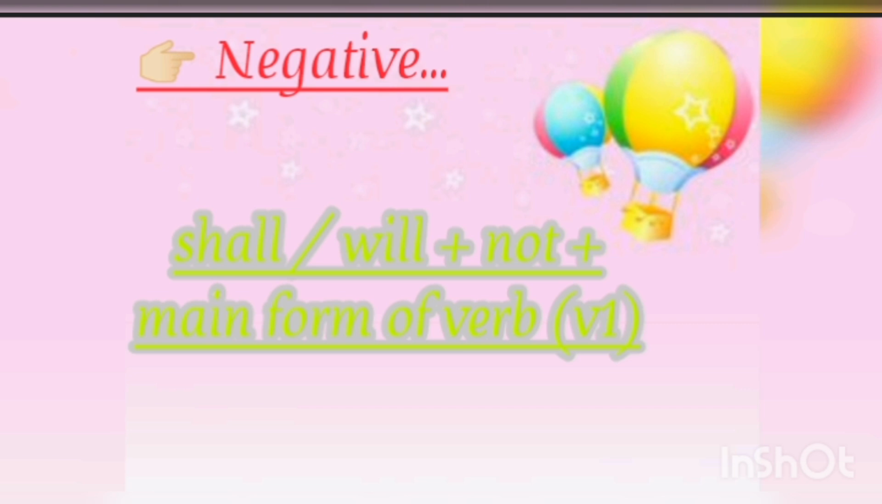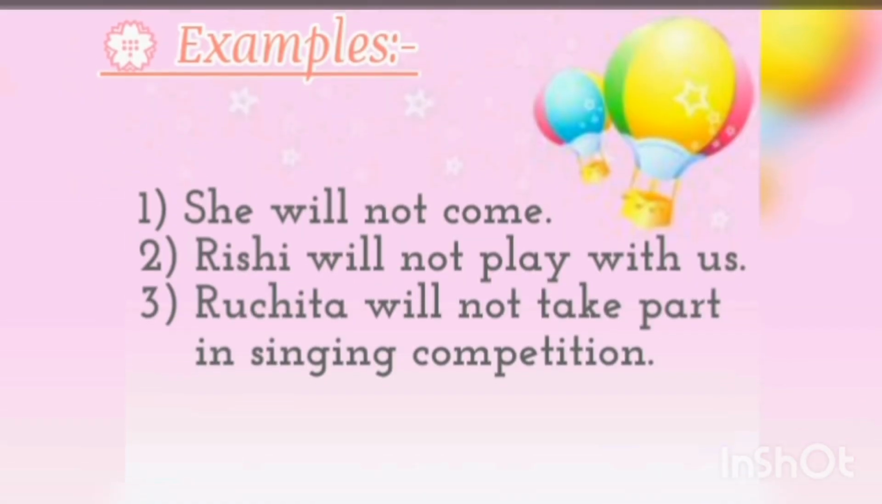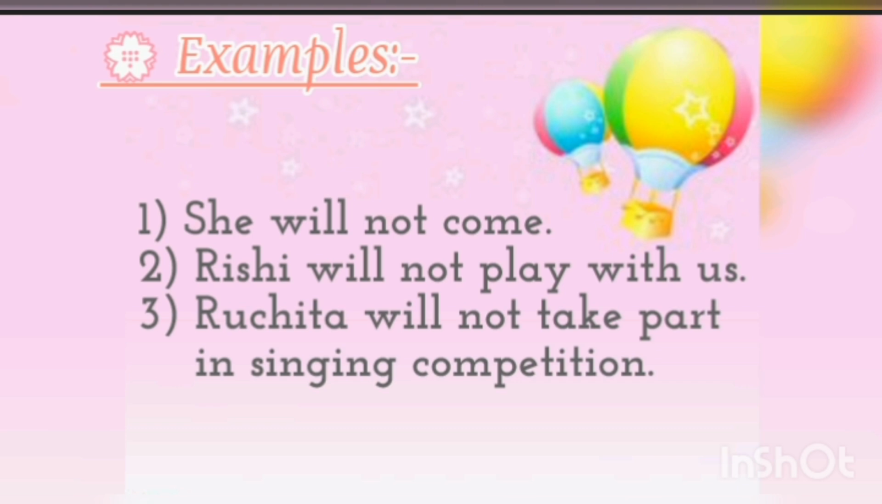Now let's talk about how to get the simple future negative. The formula to make simple future negative is shall or will plus not plus main form of verb or V1. Let's check some examples. She will not come. Rishi will not play with us. Ruchita will not take part in singing competition.